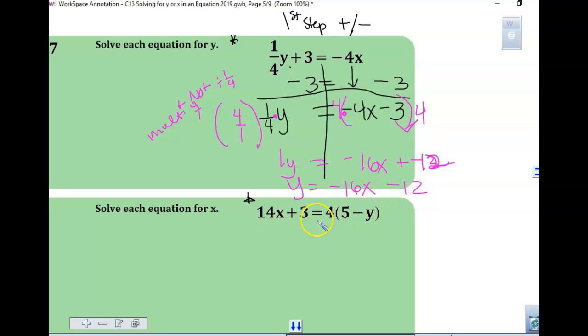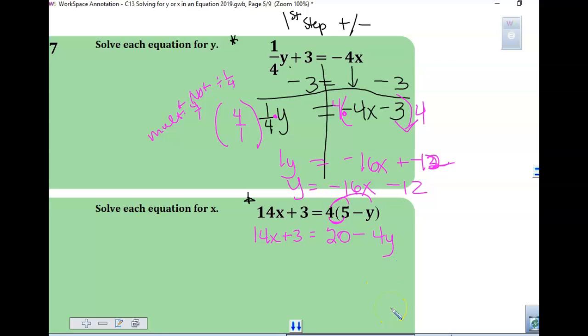So we're going to do this next one, keeping in mind that this means 4 times 5 minus y's. We have to get rid of this parenthesis first. So start me off. Carson, what are we going to do first? We're going to keep it 14x plus 3 equals 15, wait, 20. 4 times 5 is 20. Minus 4y.